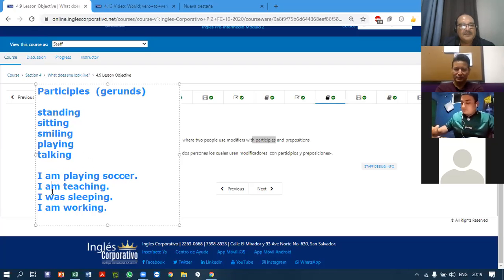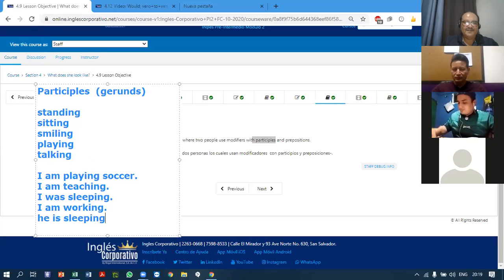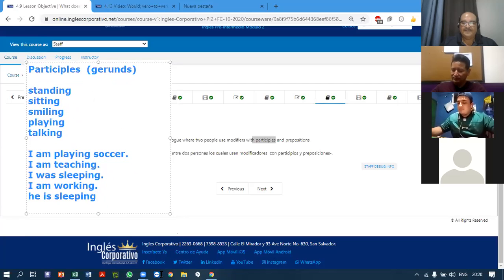Am. Podemos usar el is, ¿verdad? Podemos hacer he is working. O aquí sí podemos decir he is sleeping. Tiene más sentido. Right? Y podemos decir she is. Let's say she is typing. ¿Qué está escribiendo? Typing. Entonces son acciones que están haciendo en el momento.